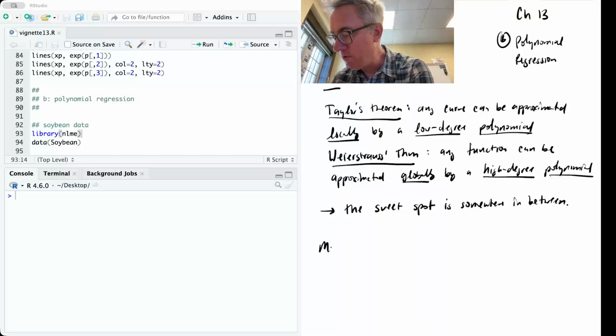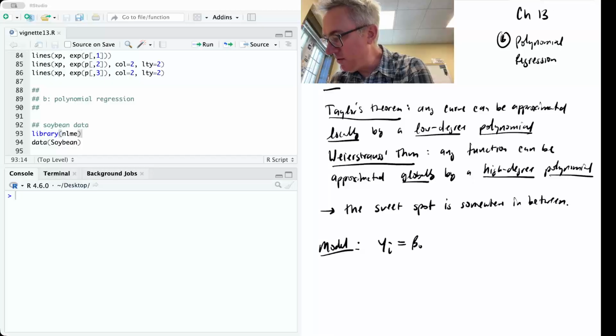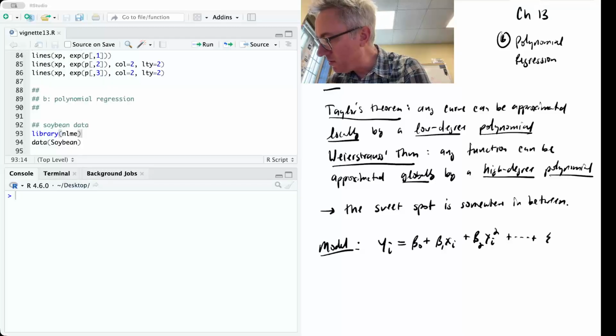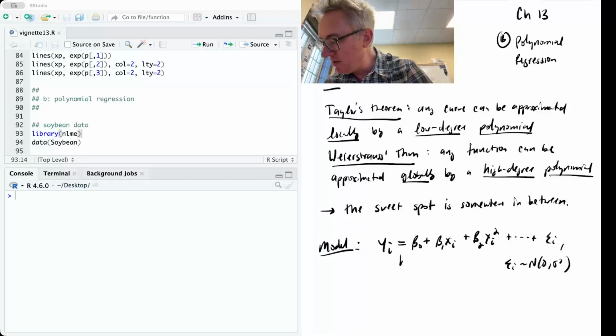So the model is going to be that our response y_i is a linear function of x_i through additional powered up versions of x. So look how I created extra slope coefficients in front of powers of x.